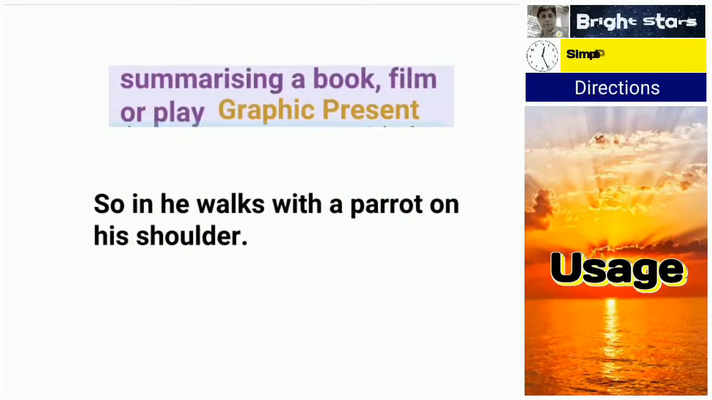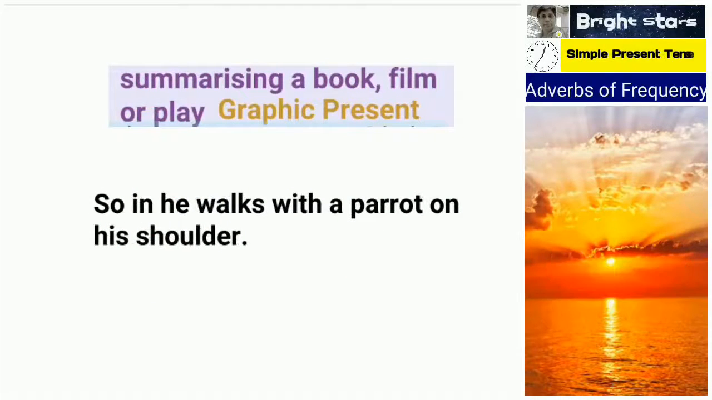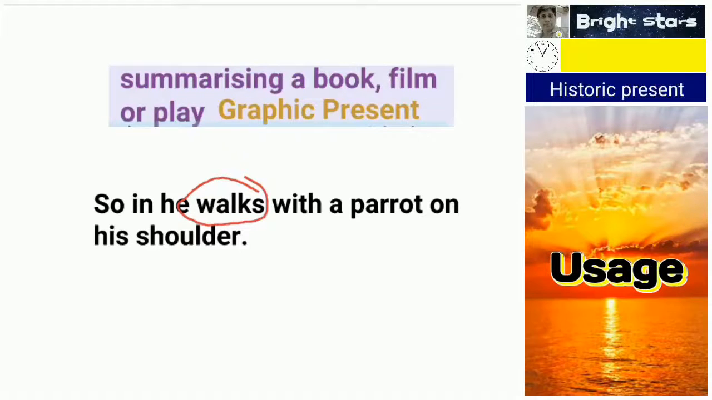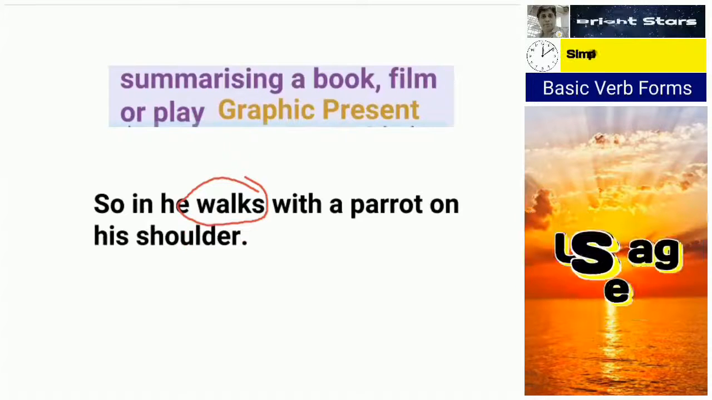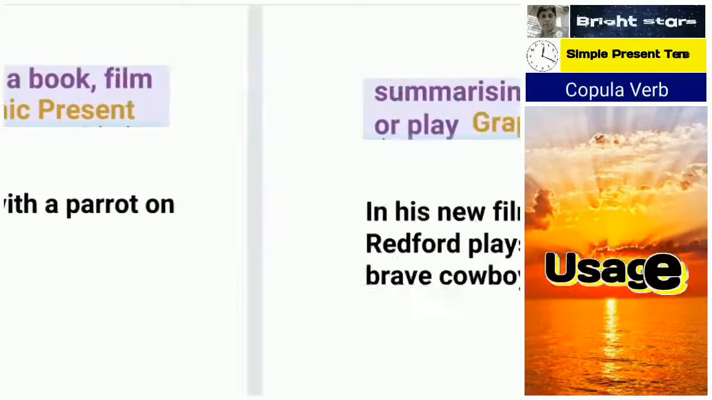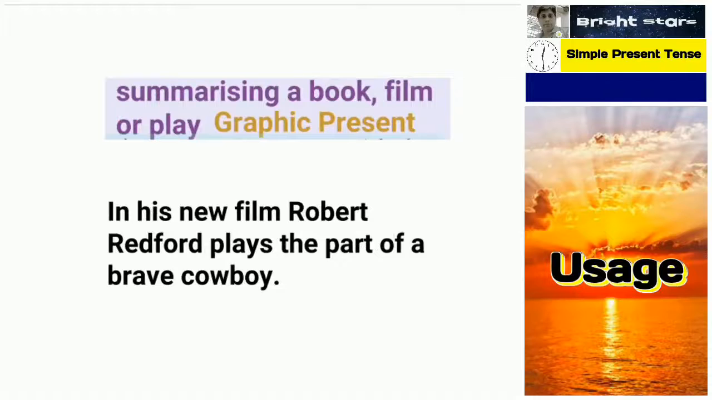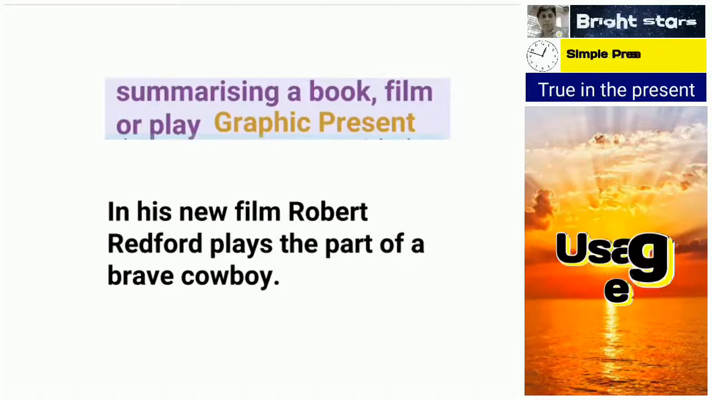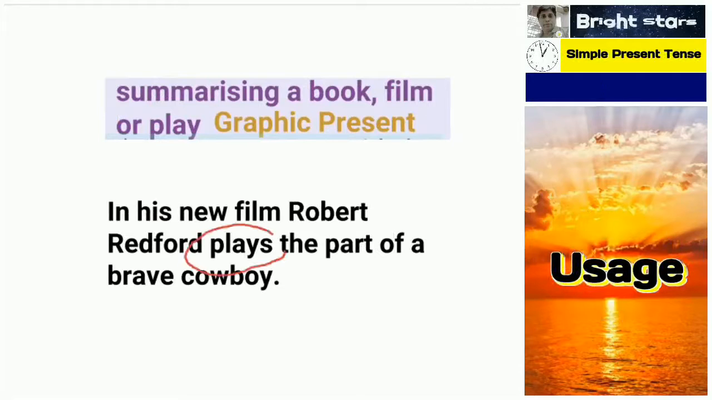Here also, summarizing a book, film or play, graphic present. So he walks with a parrot on his shoulder. These are past, but what are we using? The simple present tense. Summarizing a book, film, graphic present. In his new film, Robert Redford plays the part of a brave cowboy.